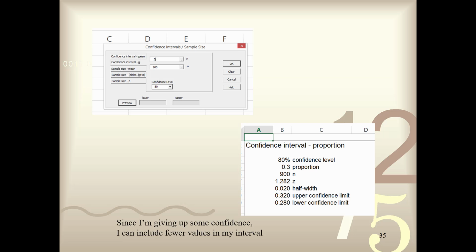So if my boss wants a more narrow interval, I tell my boss, well, I'm going to have to give up some of the confidence. Remember, an 80% confidence level means 10% chance of error. So I can be 80% confident that the population proportion of early voters would fall between 28% and 32%.